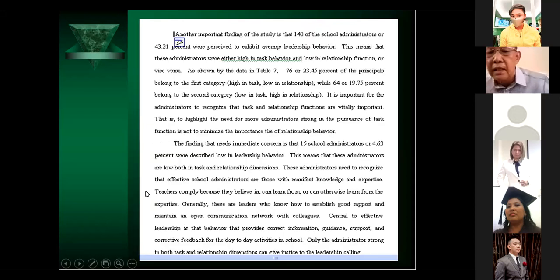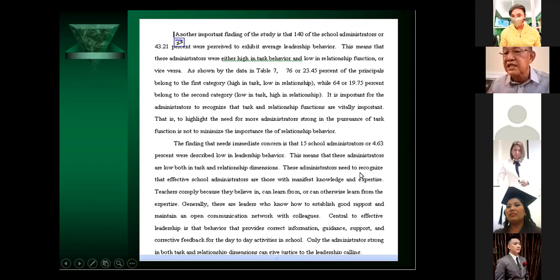Okay? The finding that needs immediate concern is that 15 administrators were described low in leadership behavior. Yun ang concern ng study. How many of the administrators were found to be low? This means that, ayun, dinefine. And what do the findings mean? Lagi siyang merong ano. This means that the administrators are low in both task and relationship.